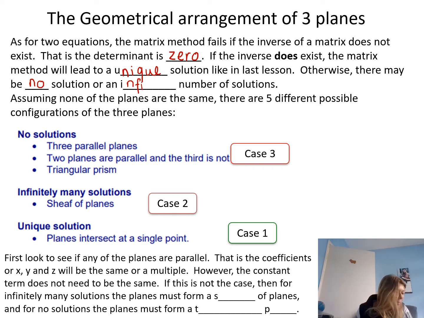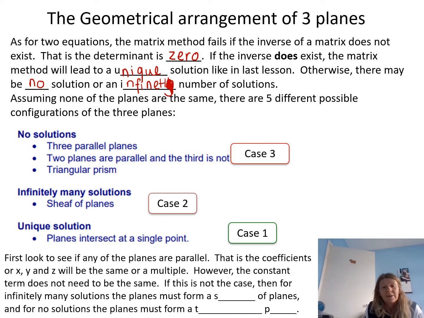An infinite number of solutions. Assuming none of the planes are the same, there are 5 possibilities that could happen. So it could be that our 3 planes are parallel. I won't draw them because the pictures of them are coming up in a minute. It could be that 2 of our planes are parallel and the 3rd is not. Or it could be a triangular prism. It's a triangle.